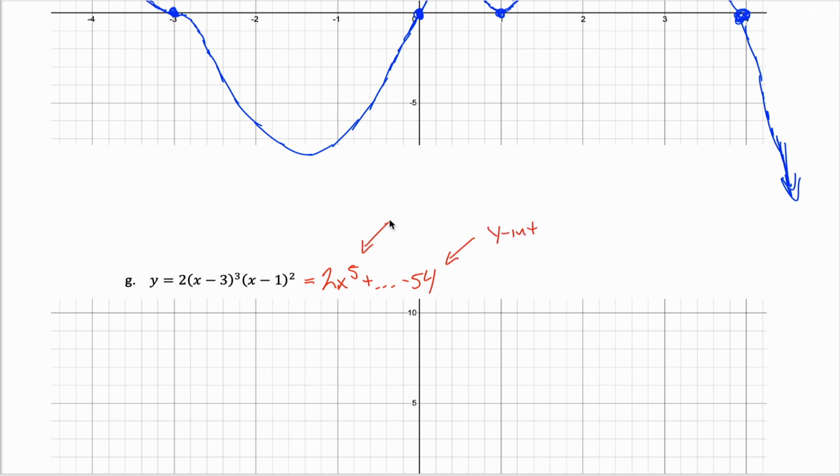This 2x to the 5th is going to tell me that when I go to the left, my graph goes up, and when I go to the right, my graph also goes up. What about the x-intercepts? I can get that from the factored form.